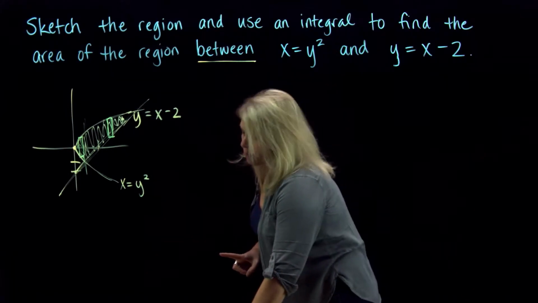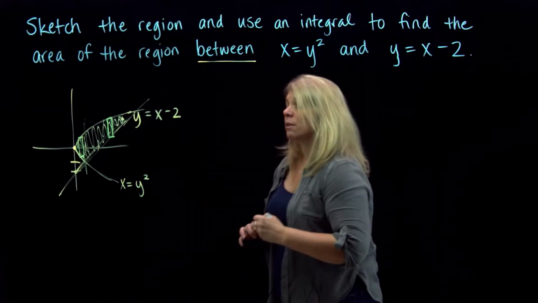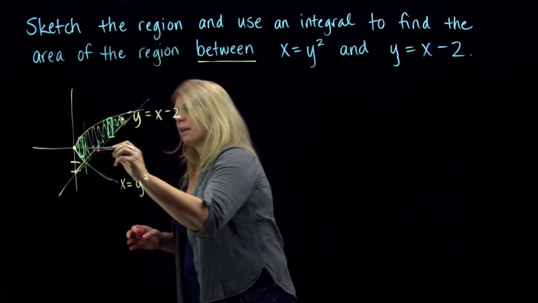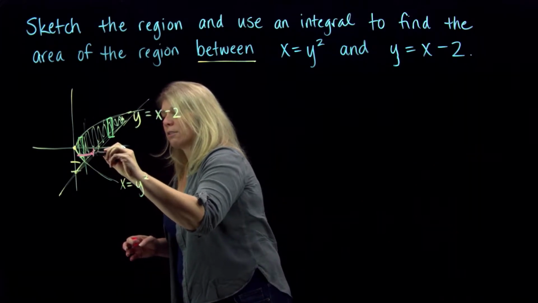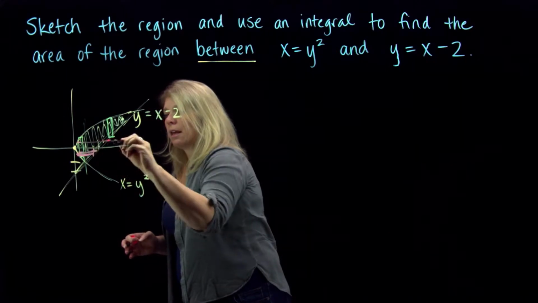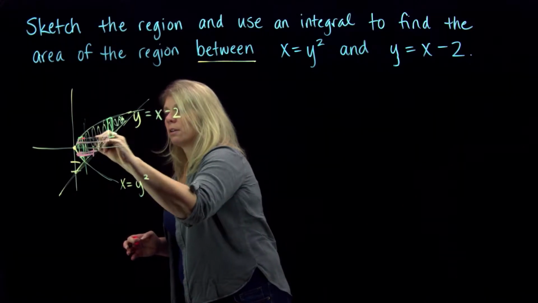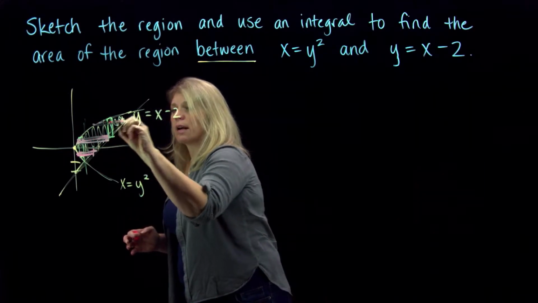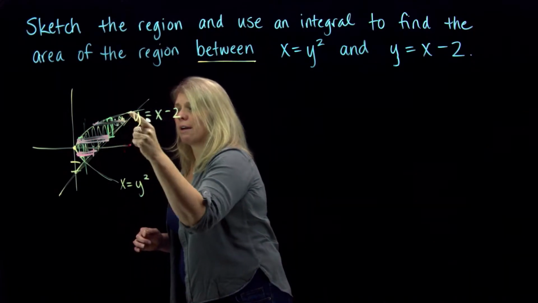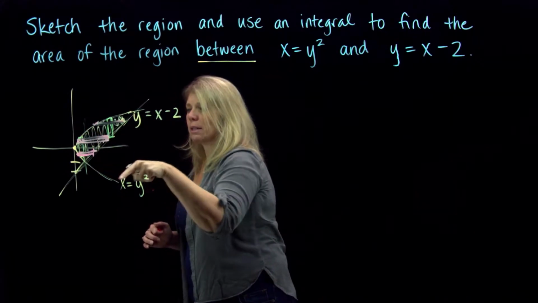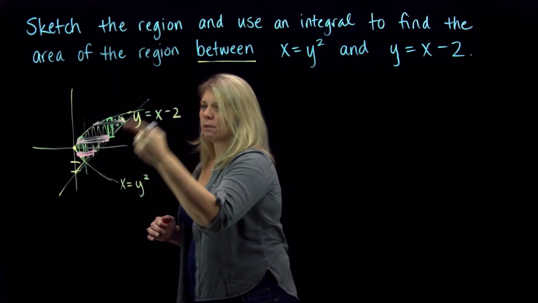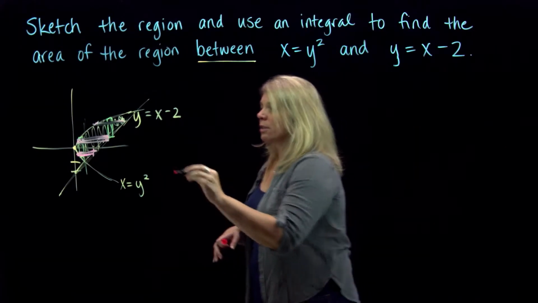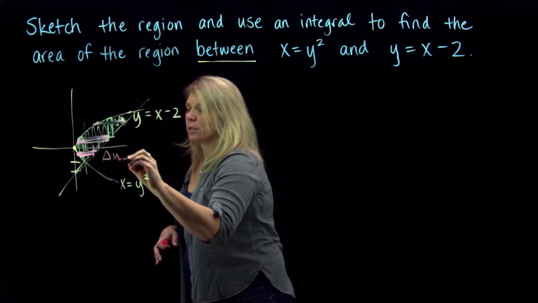An easier way to do this problem is to do it with a delta y partition, where you're dividing up this region this way and thinking about your rectangles going this way. And those rectangles, using a delta y partition, all have this parabola forming one side and the line y equals x minus 2 forming the other side of those rectangles. So we're going to do this one using a delta y partition.